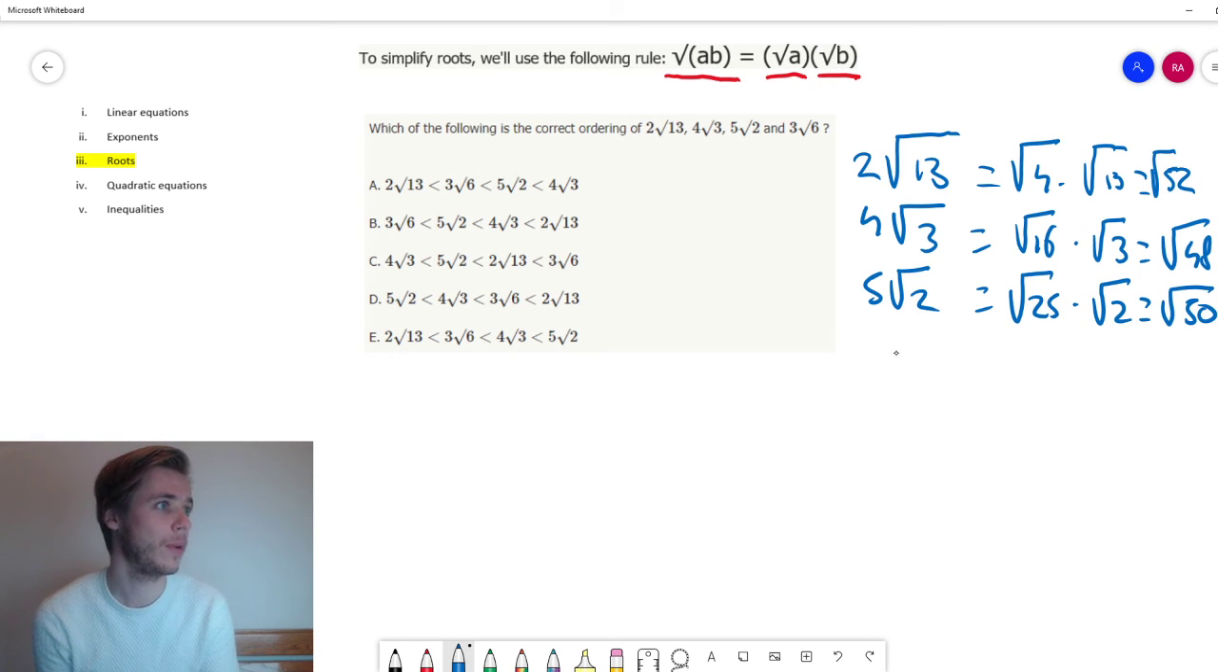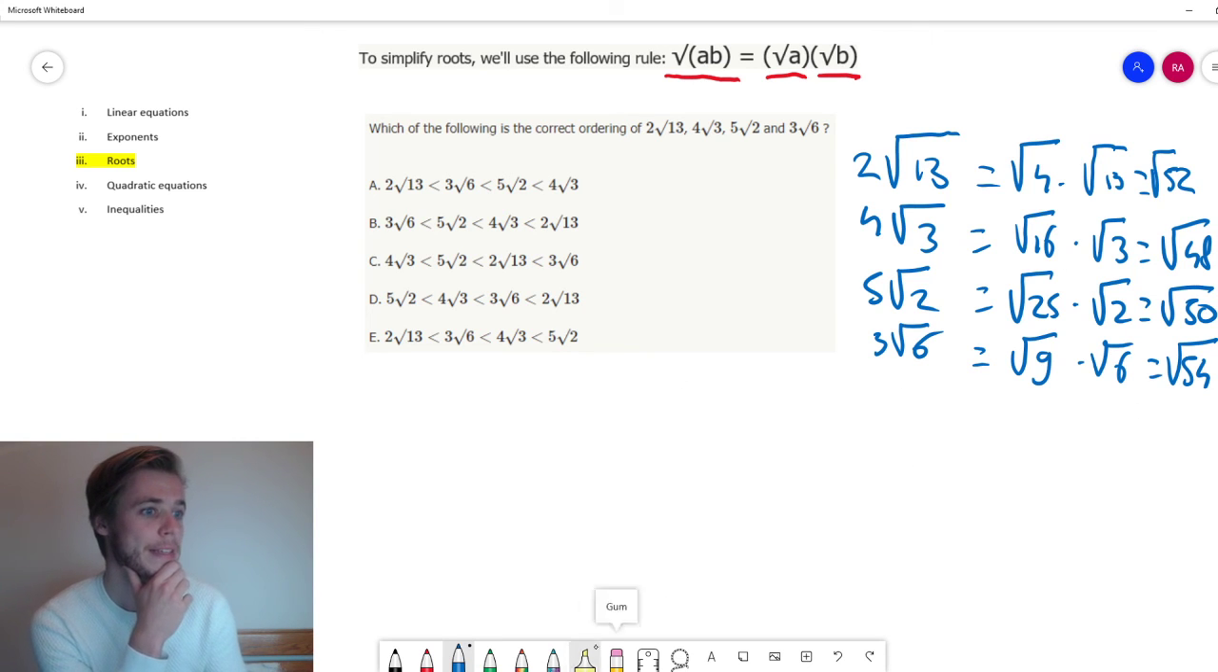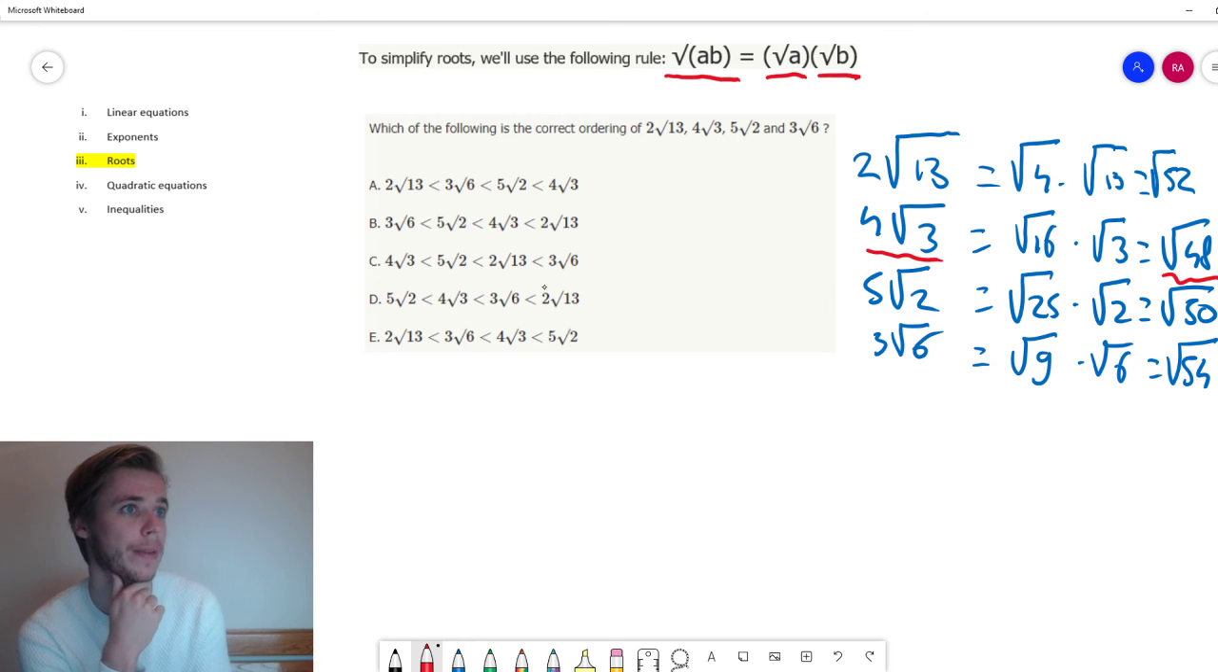Last one, 3 square root 6, that is equal to the square root of 9 times the square root of 6, which is the square root of 54. Okay, so now we can easily compare them. Which one is the lowest? The square root of 48. So 4 square root 3, which is here, C.